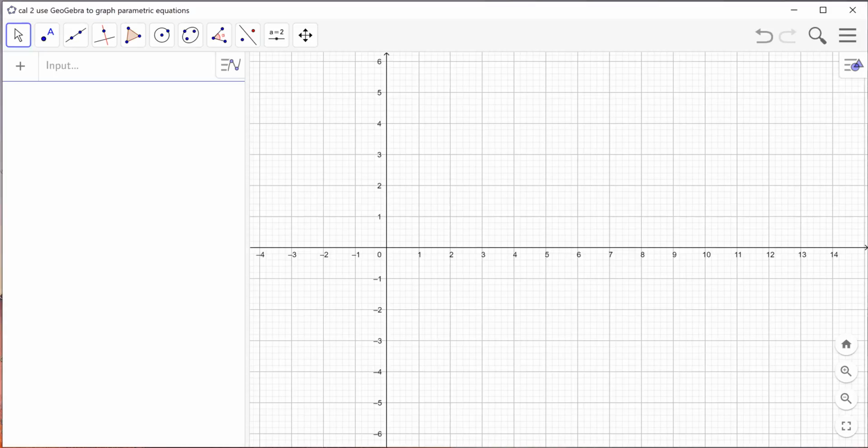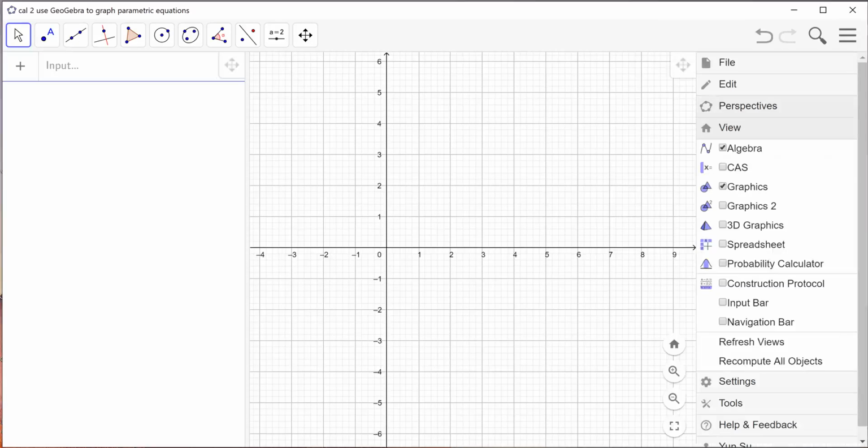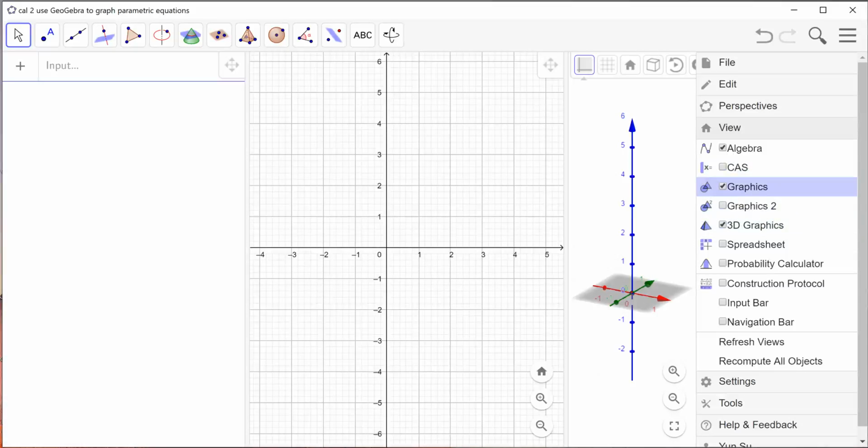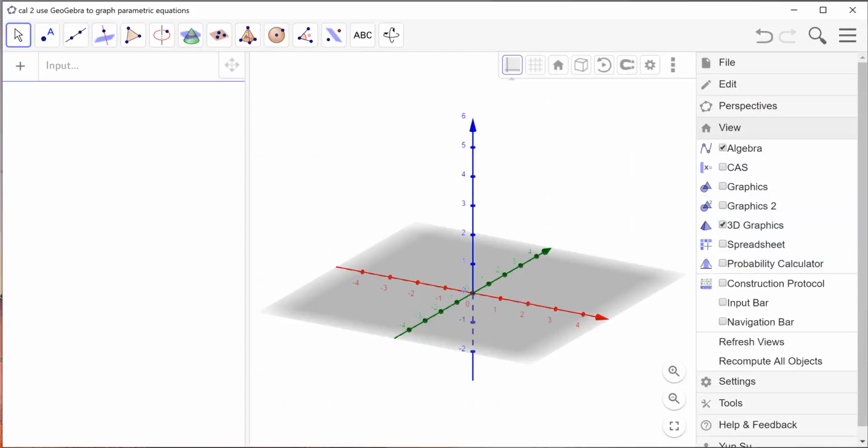Hi everyone! In this video, I want to show you how to use GeoGebra to graph parametric curves in three dimensions. First of all, we want to download GeoGebra Classic 6 and launch it. In the upper right corner, we can choose to have 3D graphics. In the view, you can choose the 3D graphics, and because we want to draw vectors, let's show the 3D graphics.